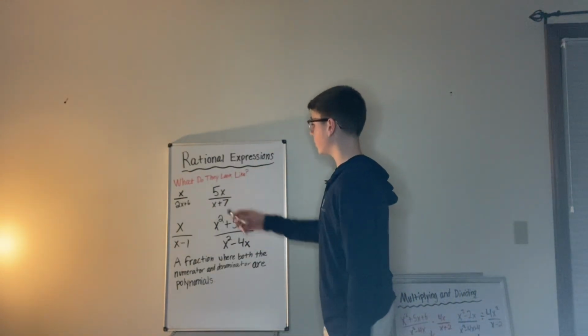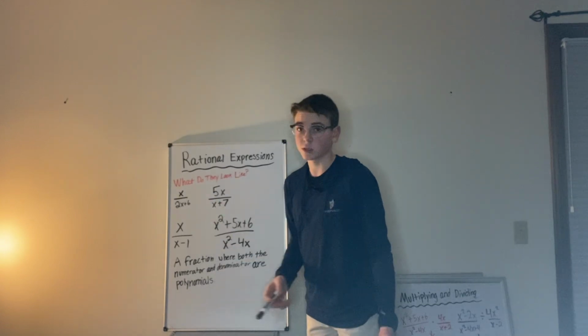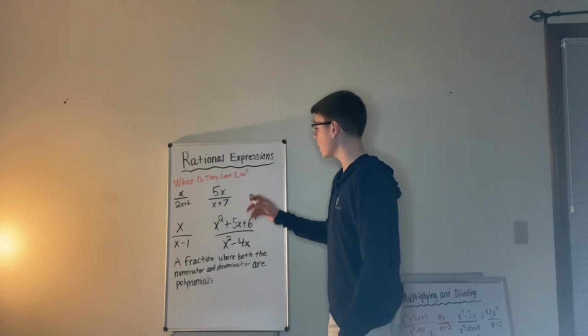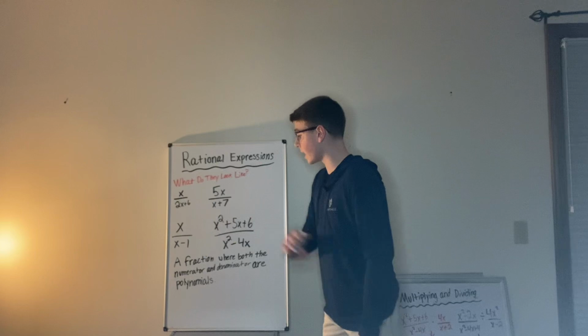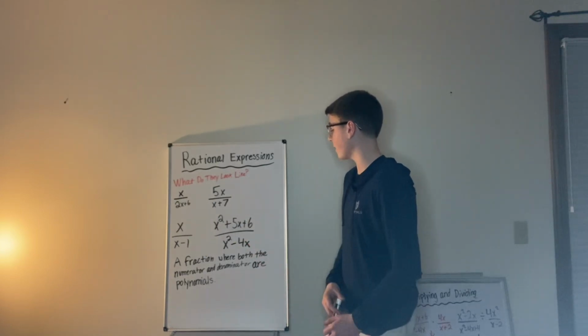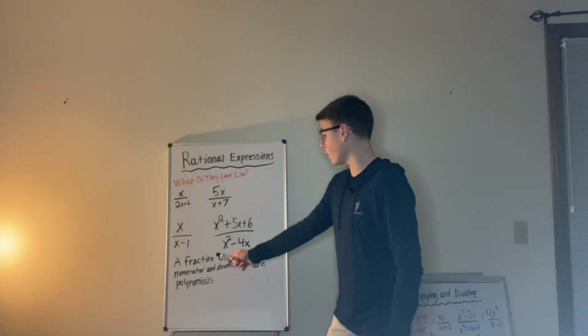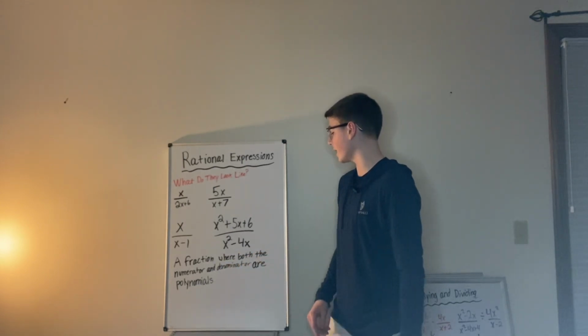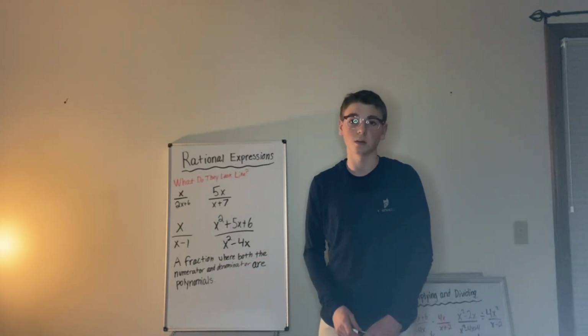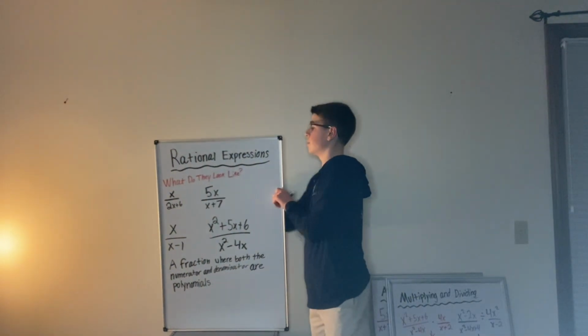Rational expressions. What do they look like? x over 2x plus 6. These are just examples. 5x over x plus 7. x over x minus 1. x squared plus 5x plus 6 over x squared minus 4x. And they are a fraction where both the numerator and denominator are polynomials. So they have variables in them.